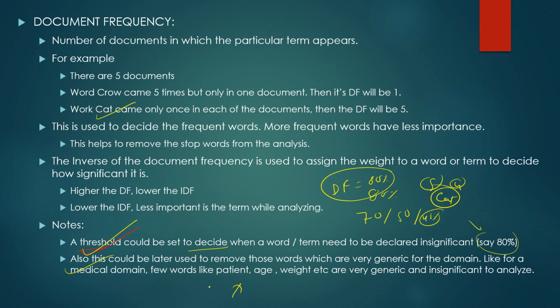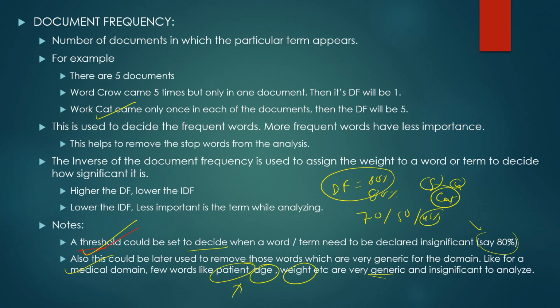Suppose we are talking about the medical domain. In that case, if you see patient, his or her age, his or her weight, his or her name, all these things are very generic. They play the least role. They are really least significant while you are analyzing the significance, or the sentiment or anything for that matter. To analyze the things, they are really least significant, and that is why these words can again be removed.